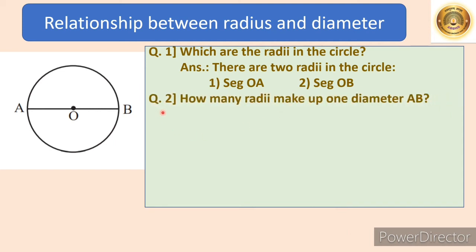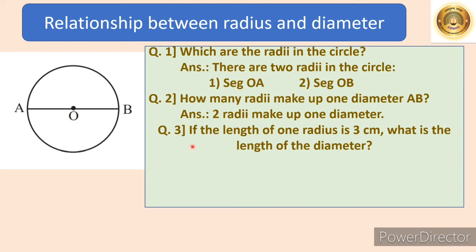See the second question. How many radii make up one diameter AB? See, AB is the diameter. So you have seen OA and OB, there are two radii. So two radii make up one diameter.